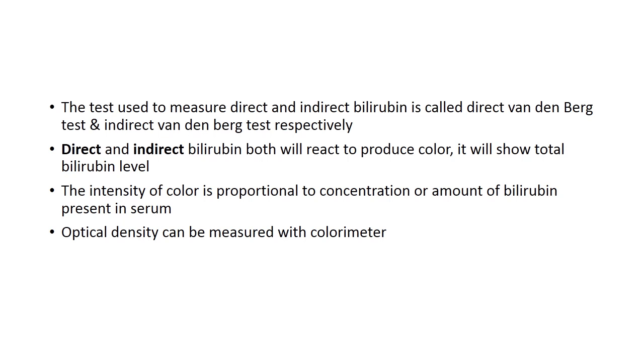Direct and indirect Van den Bergh test is used to measure direct and indirect bilirubin respectively. When direct and indirect bilirubin react, they produce color that reflects total bilirubin level. The intensity of color is directly proportional to the concentration of bilirubin present in serum, and we can measure optical density with the help of calorimeter.